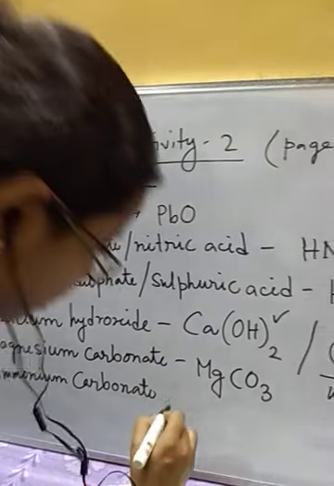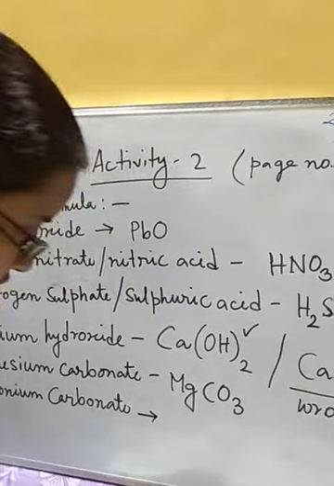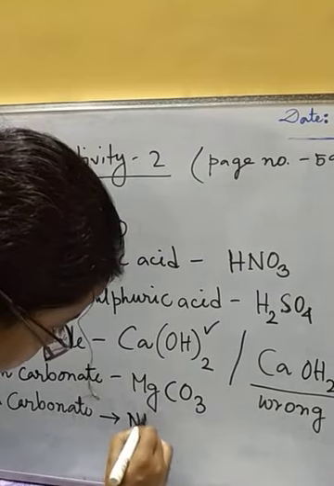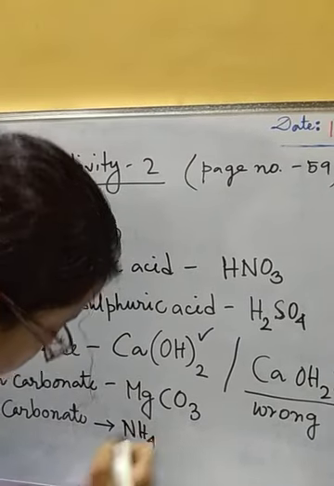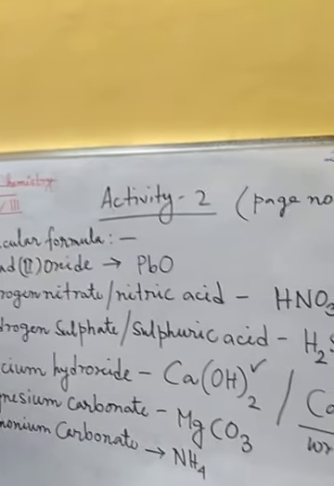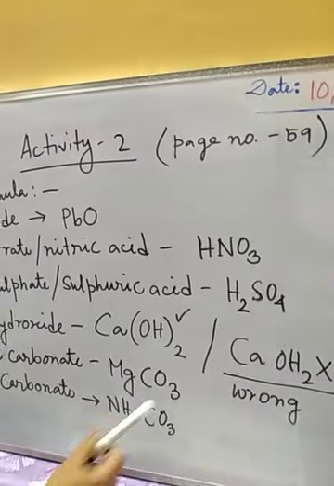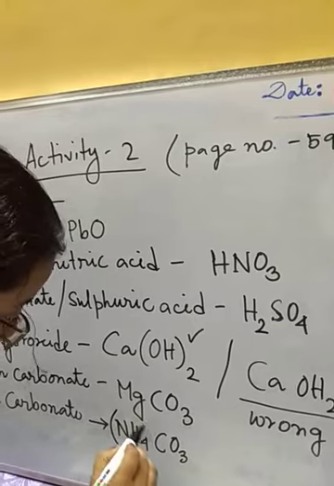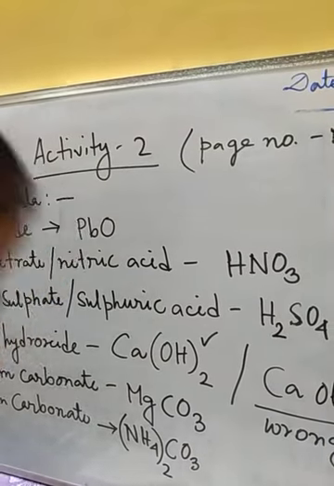Ammonium carbonate. Ammonium is NH4 plus, that means its valency is 1, and carbonate's valency is 2, we know. So carbonate's valency will go to the whole of this ammonium, that means 2.